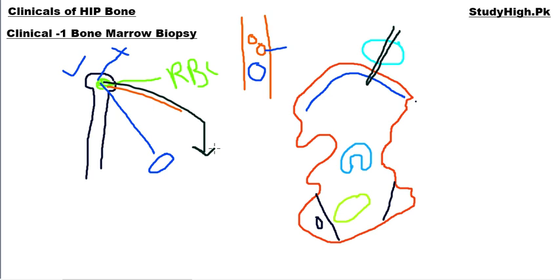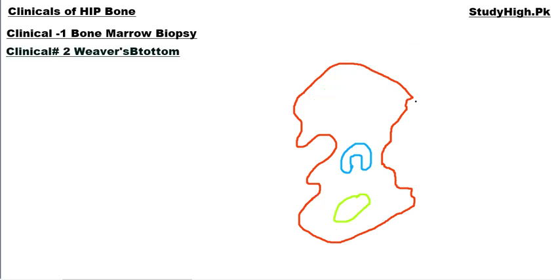This is the first clinical-related terminology that you must know about your pelvic bone, the hip bone. Now we are going to discuss the second clinical related to the hip bone, which is weaver's bottom. First of all, you must know the different parts of the hip bone. This is the ischium. It also consists of the ischial tuberosity. This ischial tuberosity is covered by a bursa.